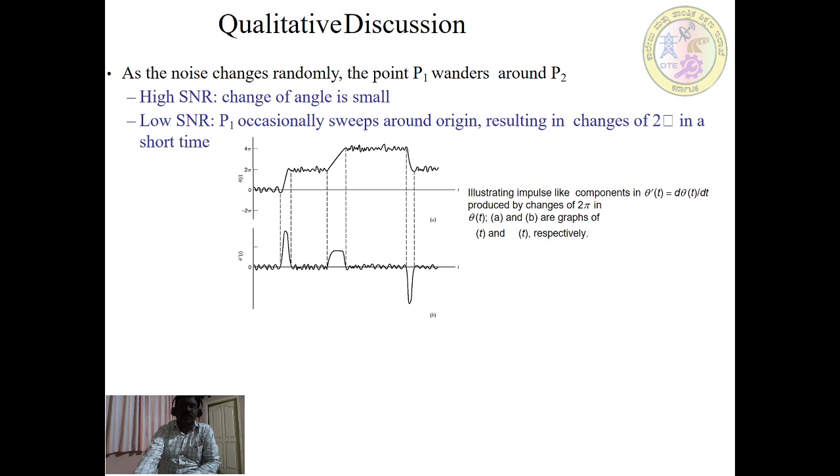Here we can see the qualitative description. As the noise changes randomly, the point P wanders around P2 in the previous figure. Here also, at high signal to noise ratio the change of angle is small, and at low signal to noise ratio P1 occasionally sweeps around the region, resulting in changes of 2π in a short time.